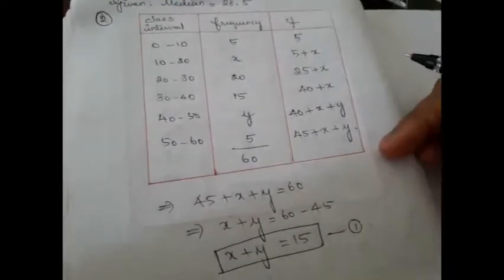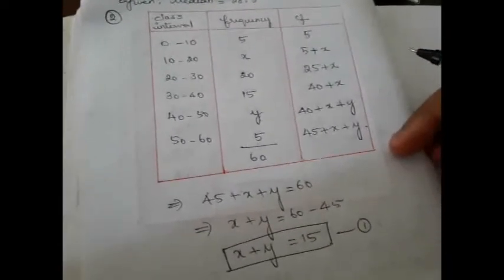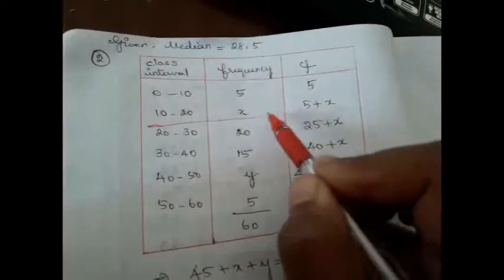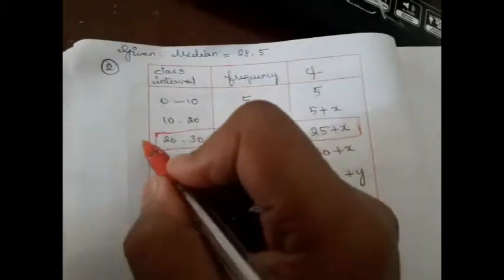Now to identify our median class, then only we can substitute in our formula. But to identify our median class, we need to know what is our n by 2. So n is 60 divided by 2, which is 30. But since we have unknown values in our CF, we cannot identify our median class using this n by 2. But we have another clue. What is it? Median. Median is 28.5. So median lies in which interval? 20 to 30, right? Therefore, this is our median class. So here only the median lies, therefore this is our median class.